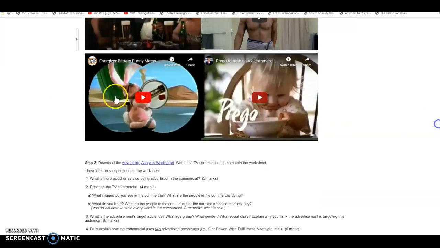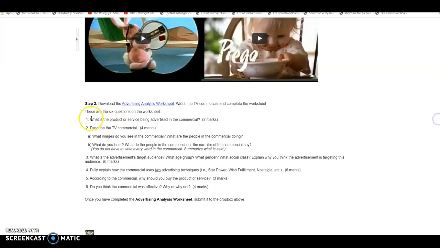So if you chose the Energizer Bunny commercial here, then you're going to answer these 6 questions after watching this commercial. Number 1, what is the product or service being advertised in the commercial? Simply put, what are they selling? What is the brand name and what is the product that they're selling in the commercial?